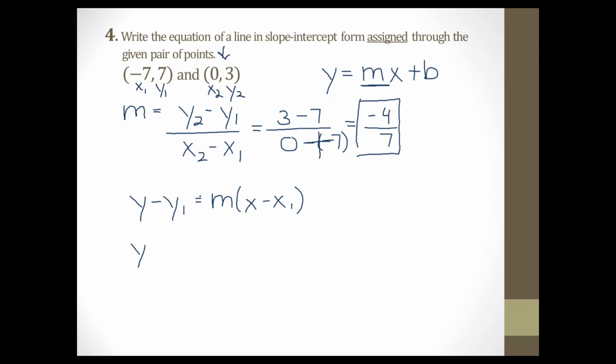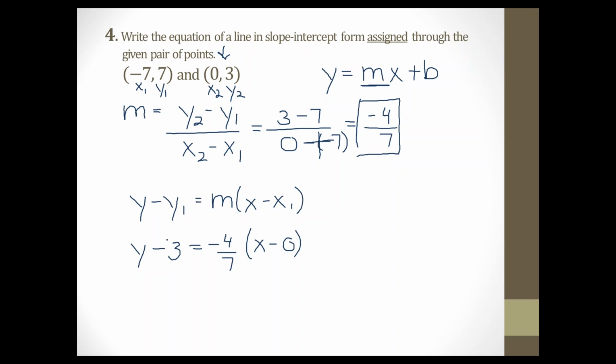y minus y1, in this case I'm picking this point, so my y would be 3, is equal to, I found my m, which is negative 4 over 7, and then x minus x1, and the 1 just refers to the point which I picked, so my x is 0.